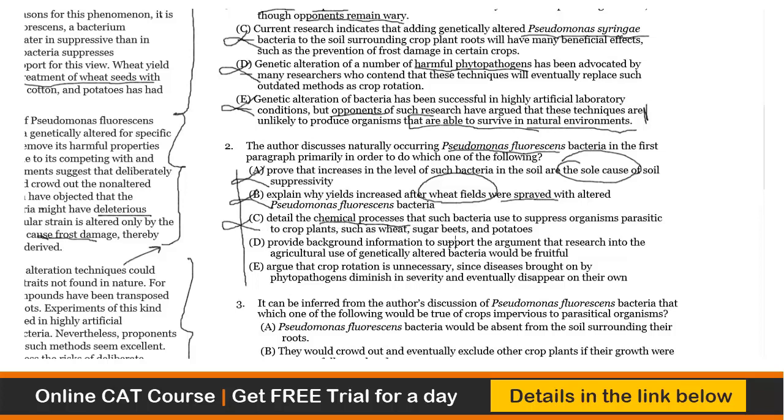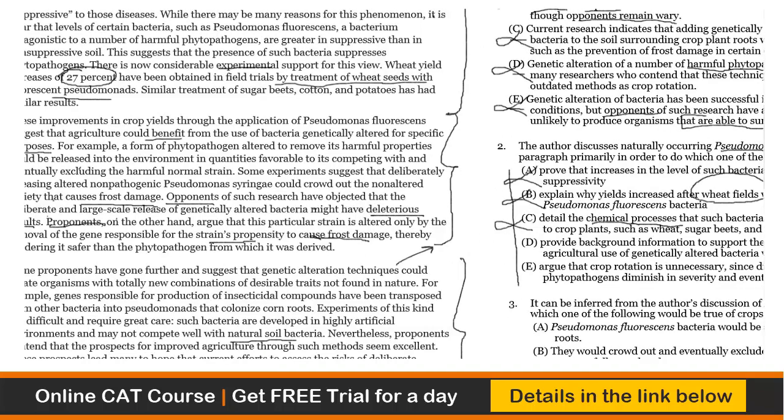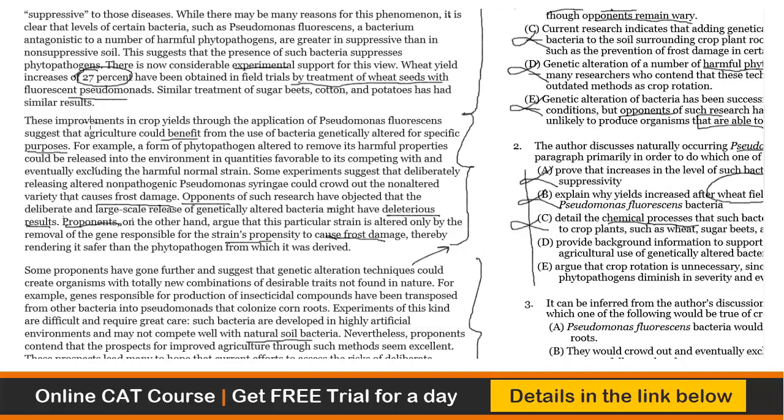Provide background information to support the argument that research into the agricultural use of genetically altered bacteria would be fruitful. Now, why is the author saying that this is the background information? Background information of what? Background information that the way Pseudomonas is beneficial, genetically altered bacteria might be beneficial. Why? Because the author has given more examples and is in fact tacitly supporting it. He says here, these improvements in crop yields through the application of Pseudomonas suggest that agriculture could benefit.